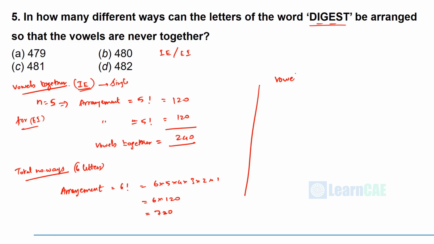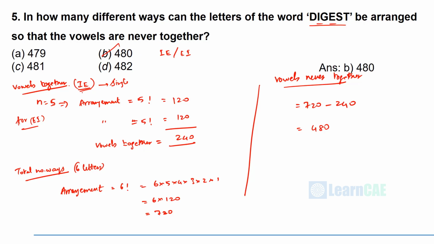So, vowels never together is equal to 720 minus this answer, that is 240. So, this is equal to, answer should be 480, because all the last digits are other than 0. So, answer is option B, 420.